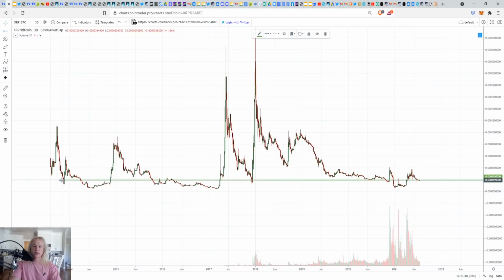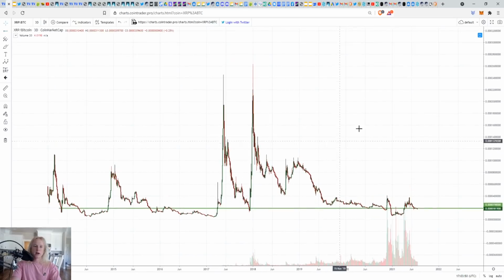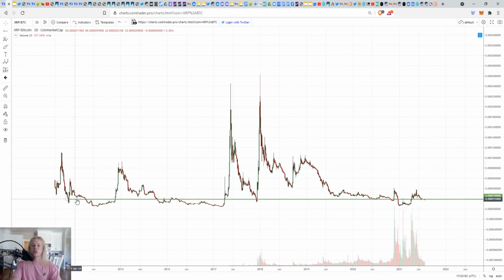Now, we're actually holding support as we speak above this previous move. This has been a very strong move of demand. Whenever we break below it, that's generally a signal for the bottom. Bottom here, bottom here. It was a short-term support before our big move in 2017.